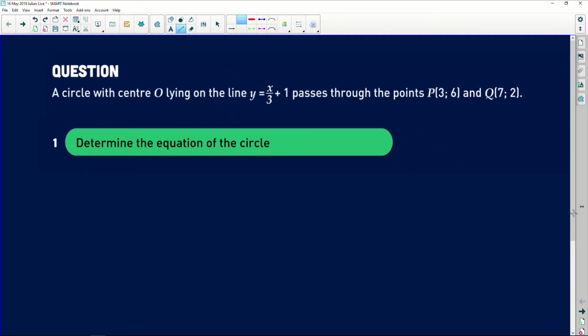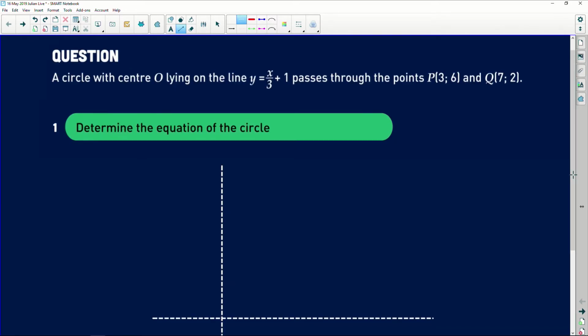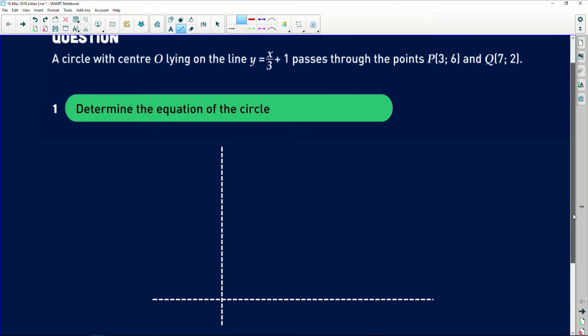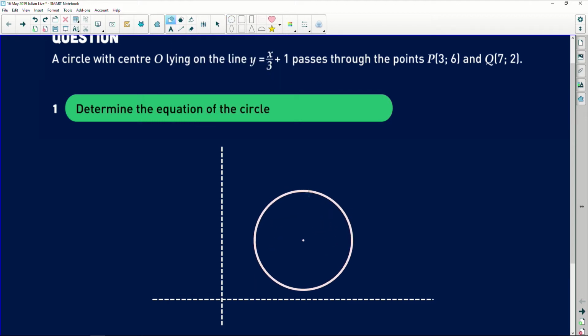So the first thing we're going to do is put some axes in for us. I'm going to have these as my axes. And they say that we have some circle that lies on a line. So I'm going to draw my circle. Let's get a circle, change my color. So we're going to have a circle over there. I'm not too sure what it looks like, but that's not really important. What we do want are these 2 points P and Q on the circle. So P is going to lay around about there.